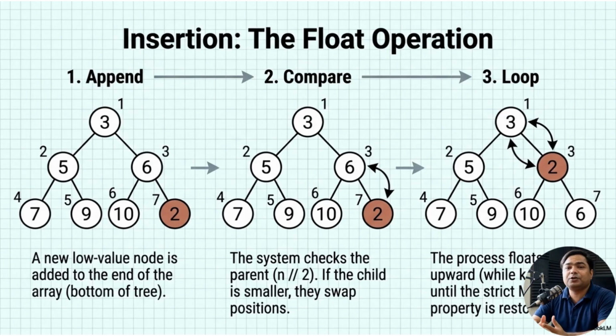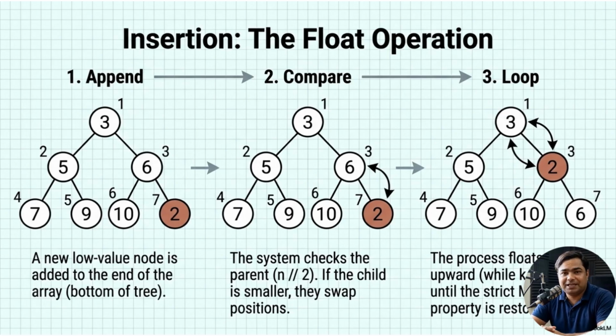In this slide, the new value is 2. It is added at the bottom. Second, we compare this new value with its parent. Since this is a min heap, the parent should be smaller than or equal to the child. But here, the child value 2 is smaller than its parent, so the heap property is violated. Third, we swap the child with its parent. This is called the float operation or bubble up operation.